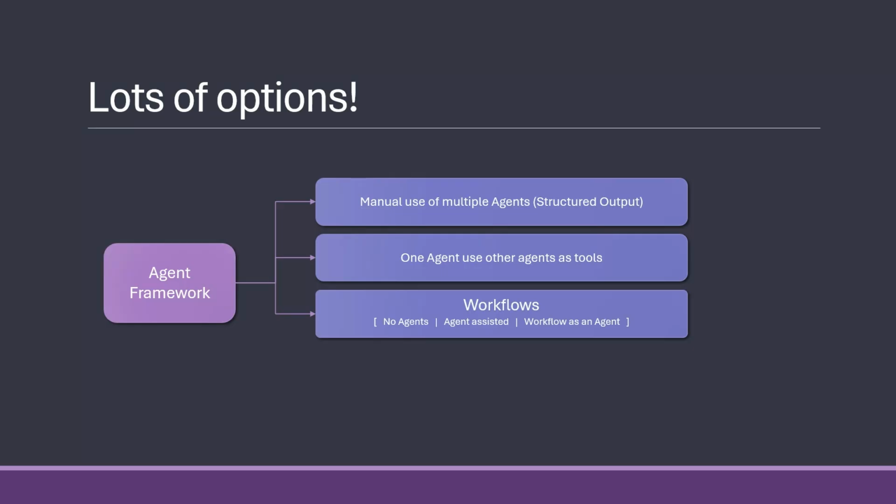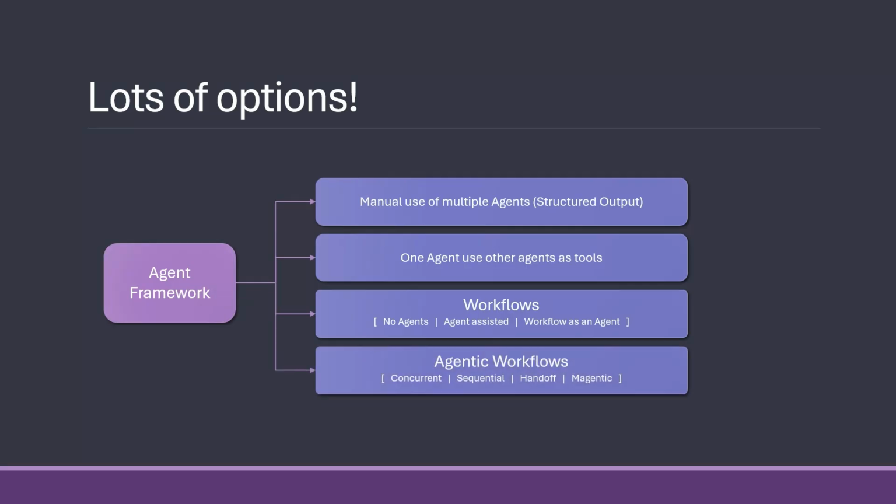And finally, there is workflow as an agent, so you can actually make an entire workflow and turn that into an agent. So you use that entire workflow as if it was an agent. When you say run async, it will run the entire workflow.